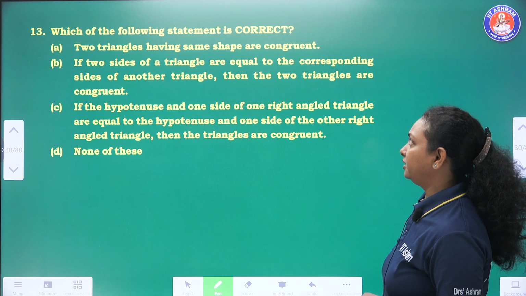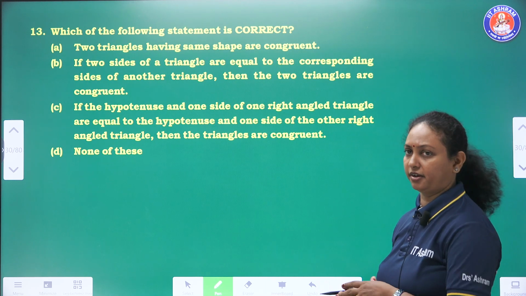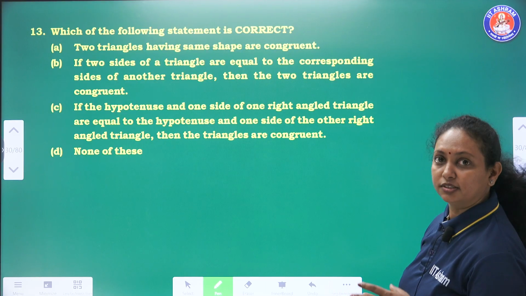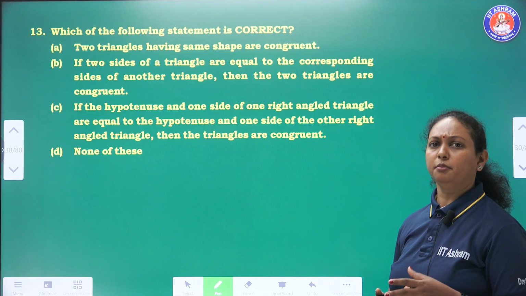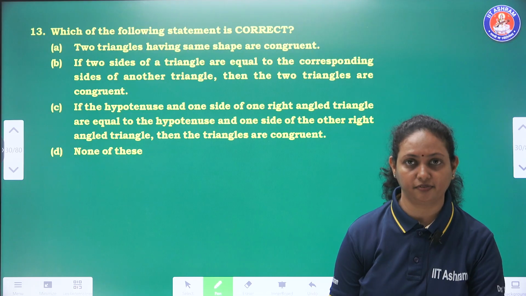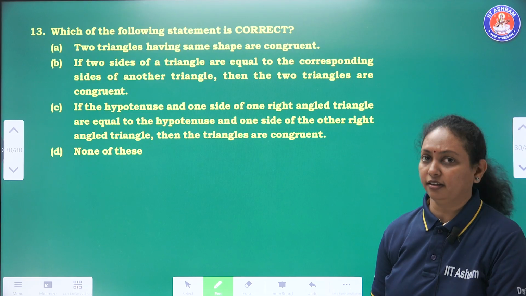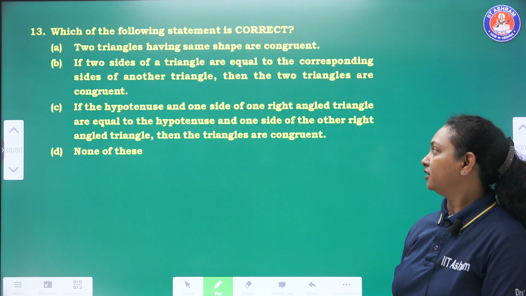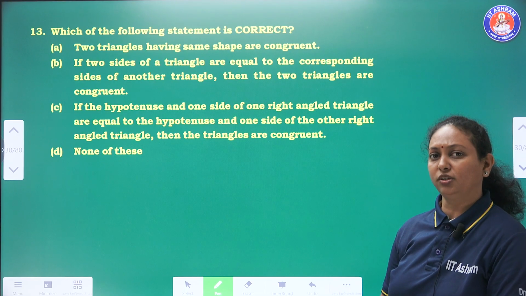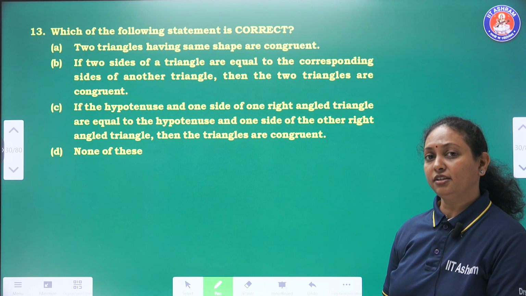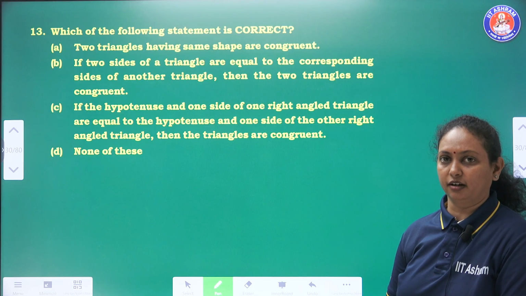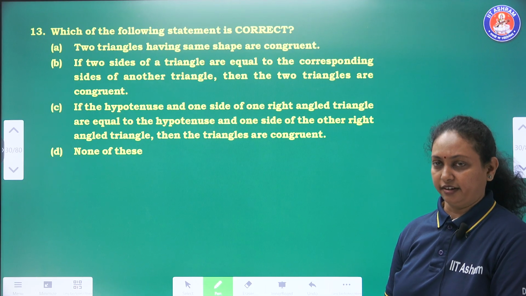Which of the following statements is correct? You have to find the correct statement. Two triangles having the same shape are congruent. No. Think about the equilateral triangle. In all equilateral triangles, all sides are equal, but this is not the correct option, otherwise all equilateral triangles would be congruent. Next, if two sides of a triangle are equal to the corresponding sides of another triangle, only sides are given to you. If they had given the included angle, then definitely you could say by SAS congruency criteria that both triangles are congruent. The second is also an incorrect option.